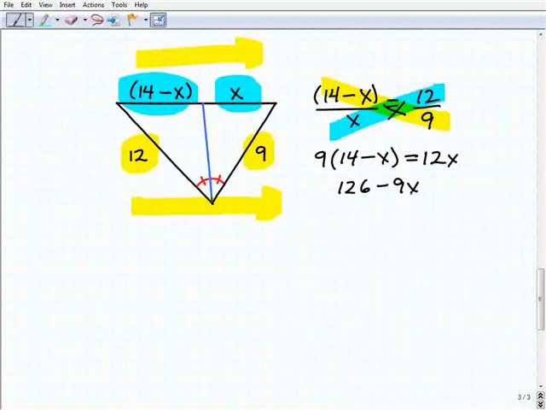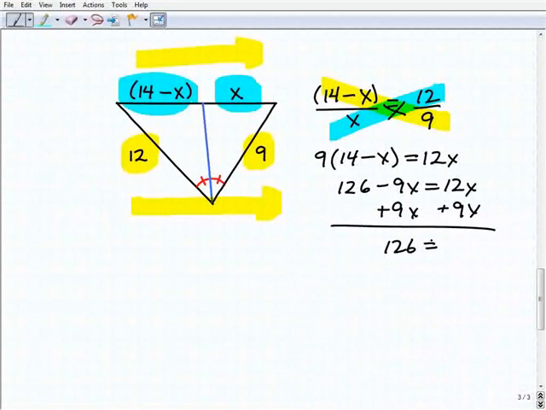126 minus 9x equals 12x. So I'm going to add 9x to both sides of the equation, and I get 126 equals 12x plus 9x, which is 21x. So 126 divided by 21 should give us our solution. And lo and behold, we get x is equal to 6. So there you go, the triangle angle bisector theorem in action.